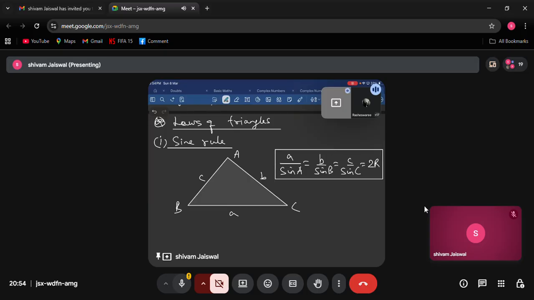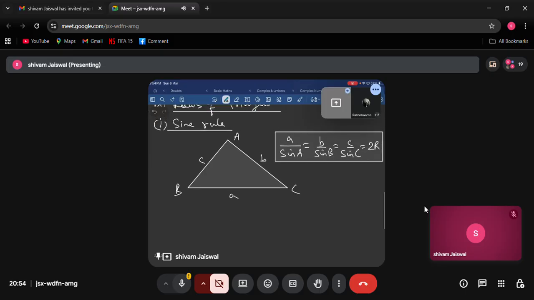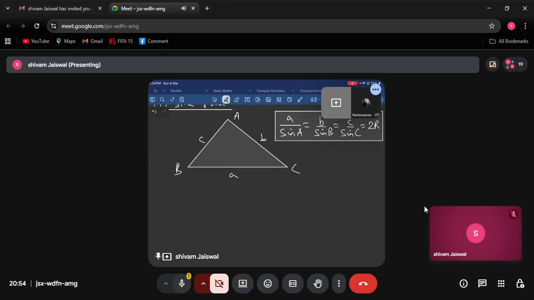Those who were there in class 10 with me, I have already done this rule with you, right? Where R is the circumradius. So let us see the proof.